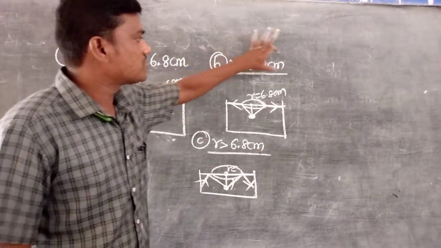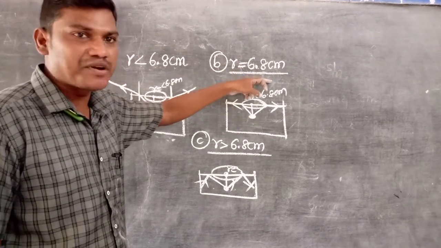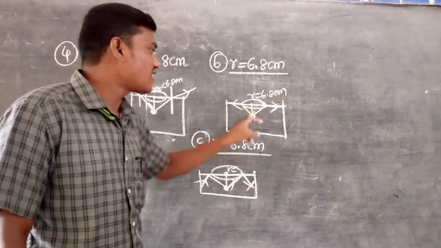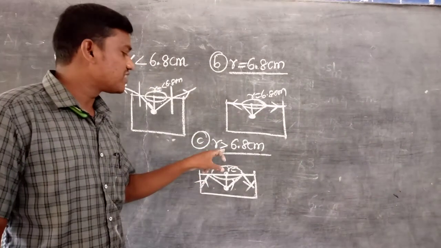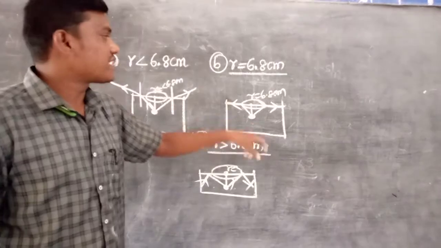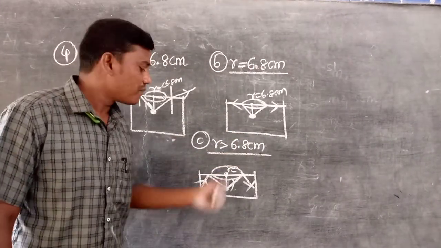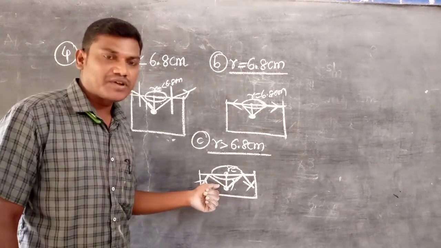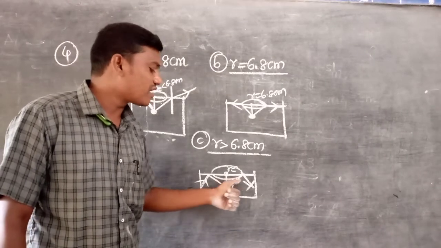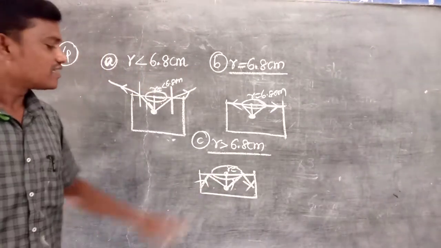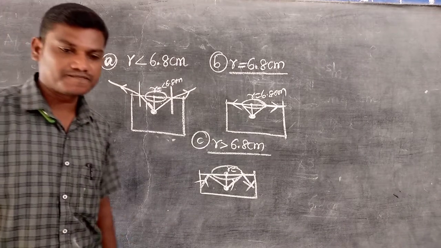If R is equal to 6.8, at that time the light does not enter into the denser medium. We are not able to see. At that time, light grazes the surface. If the radius of the disc is greater than 6.8, at any view we are not able to see the head of the needle because TIR occurs, that is, total internal reflection occurs. That's why light does not reach our eye in any way.